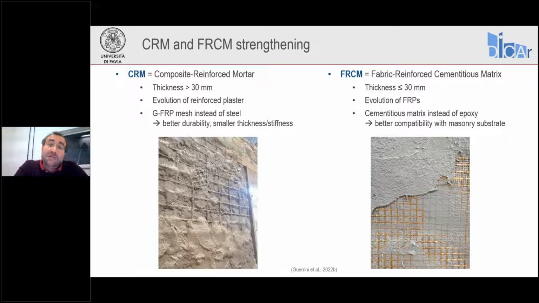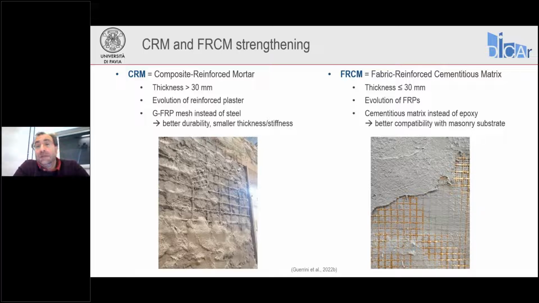CRM, as I was saying, is an evolution of the traditional reinforced plaster, because we are replacing the steel welded wire mesh with FRP, oftentimes GFRP mesh, but could be also a carbon FRP or aramidic FRP mesh. What is the advantage in doing so? Well, steel typically has problems with durability, which requires great thickness to protect the steel reinforcement from corrosion. When we use an FRP mesh, instead we can reduce this thickness because we don't have this corrosion problem.